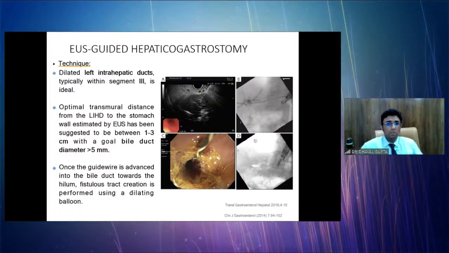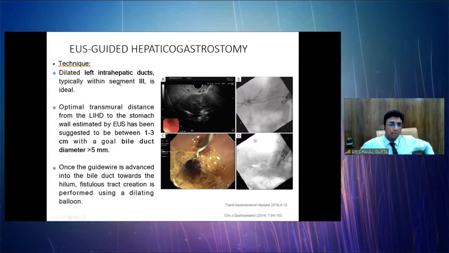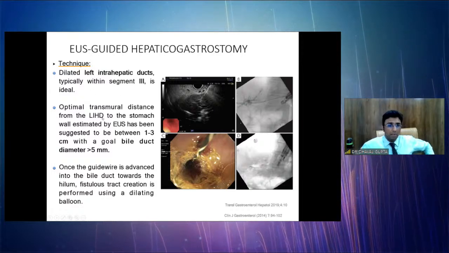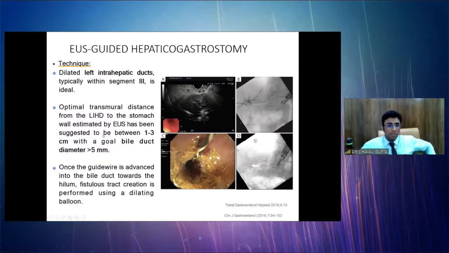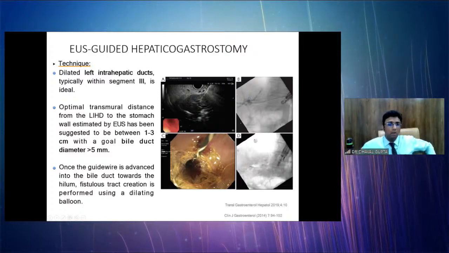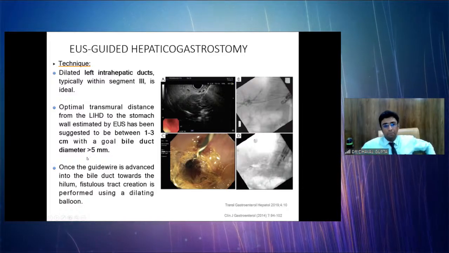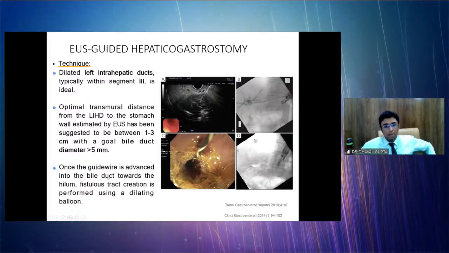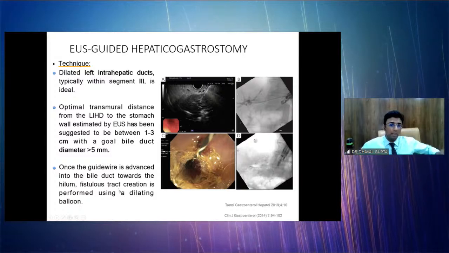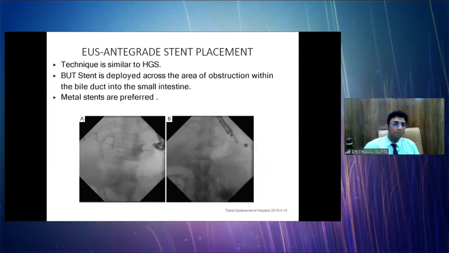Now, US-guided hepatico-gastrostomy, as I told, dilated left intrahepatic ducts are assessed, particularly in segment 3. The suggested distance should be 1 to 3 centimeters between the LIHD and the stomach wall, and the goal bile duct diameter should be more than 5 millimeters. Once the guide wire is advanced into the bile duct towards the hilum, a fistula tract creation is performed using the dilating balloon and the stent is deployed over that.